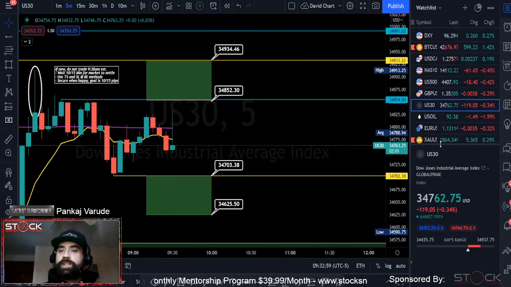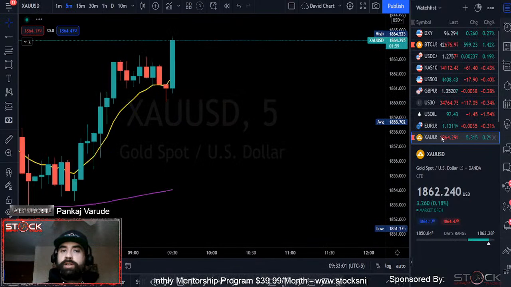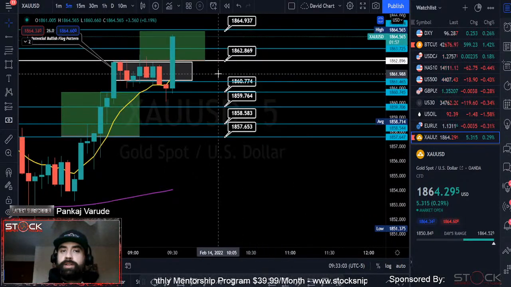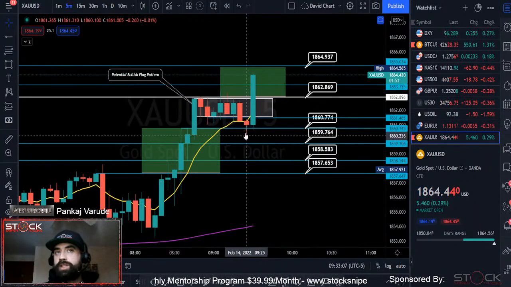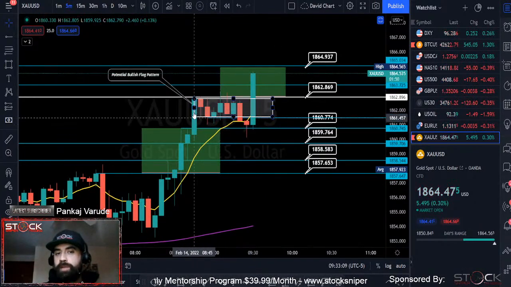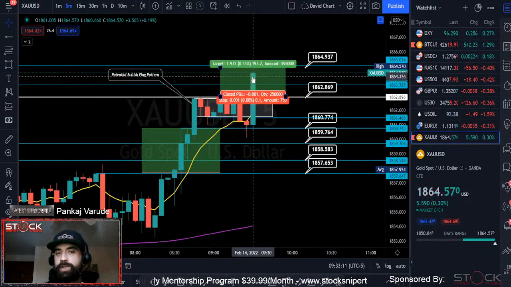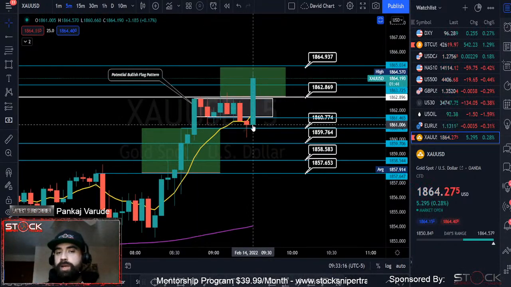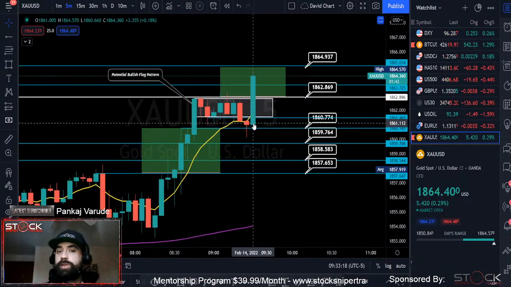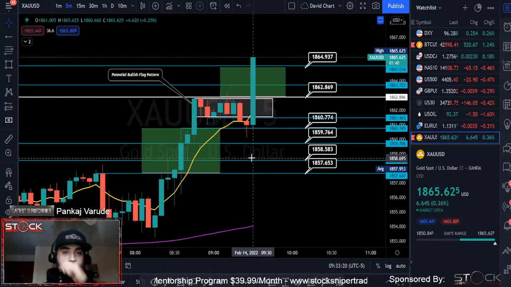Was it a bullish flag, guys? Hey, perfect. Bullish flag pattern here. Okay, so they baited you in, the sellers. Okay, flagpole, flag, continuation. This is a bullish flag pattern right here. Generally it doesn't make massive moves at 9:30, but you can see gold is starting to continue. All right, there you go.